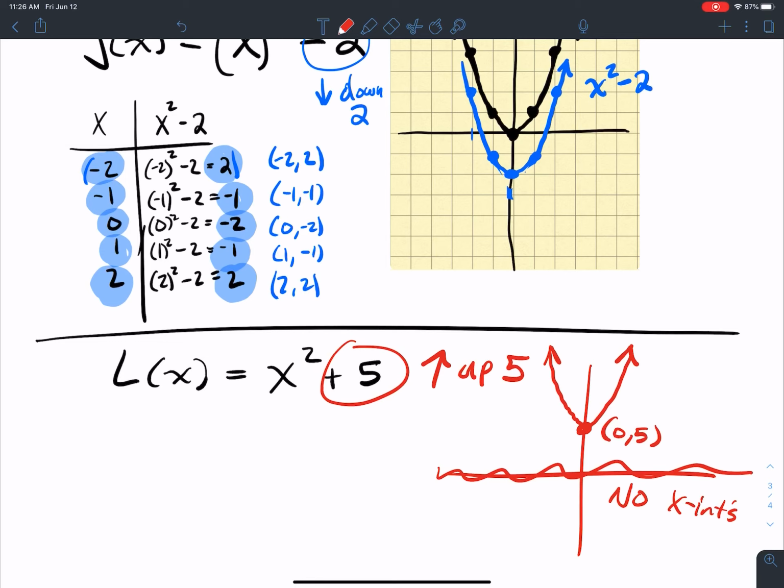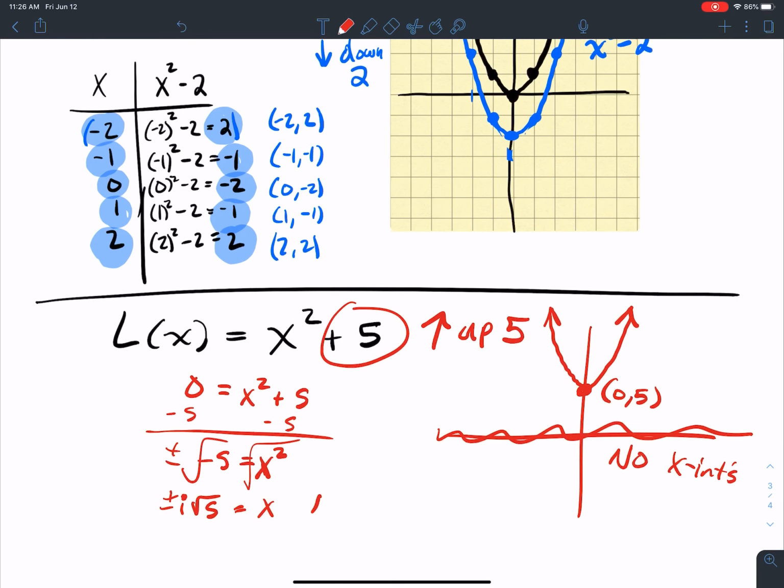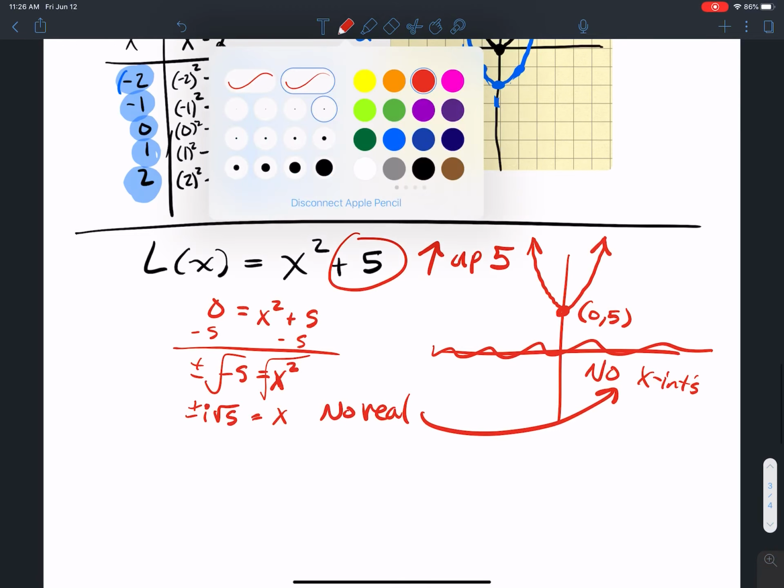And it makes sense because if we set this equal to 0, what would happen? I'd subtract 5 from both sides. I'd have negative 5 equals this x squared. When I take the square root, now all of a sudden I have x equals plus or minus i square root 5. Well, this is imaginary, so no real intercepts, okay? There's no real intercepts. There's only imaginary complex solutions, okay?